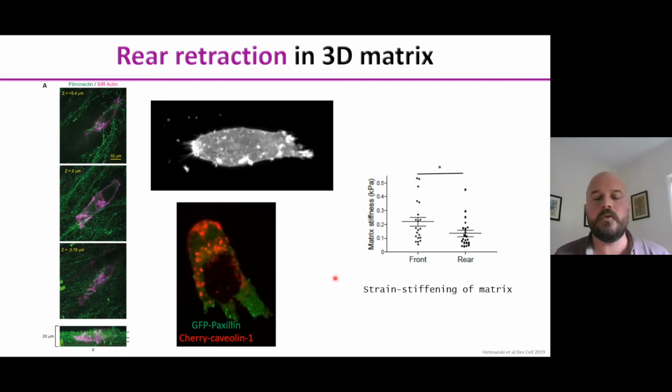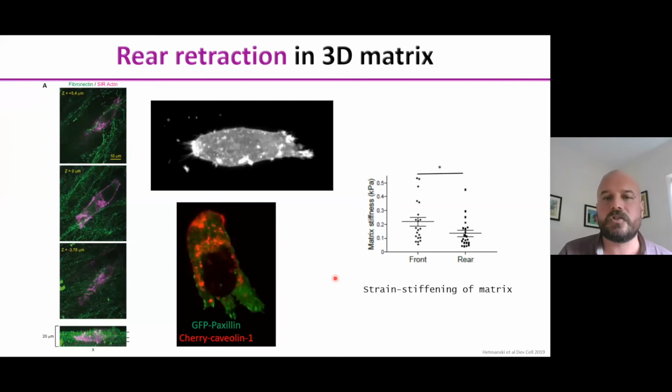So as these cells are moving in 3D matrix, they're actually strain stiffening the matrix in front of them. So they're pulling on those matrix fibers, and in a way, they're generating their own durotactic type of gradient to move towards.